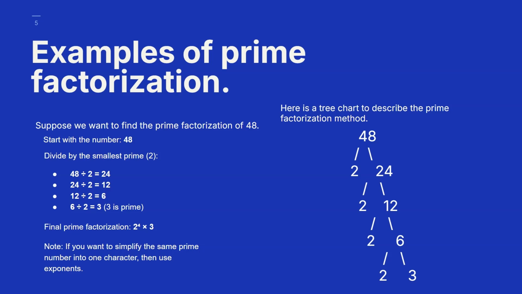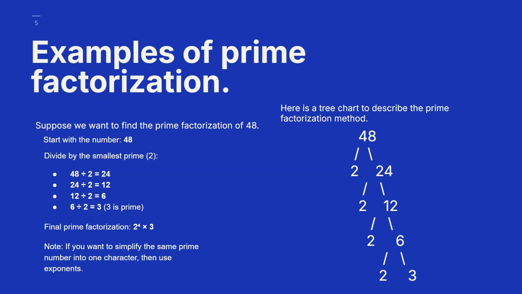Note, if you want to simplify the same prime number into one character, then you would want to use exponents. Over here we can see that there are 4 2's and 1 3, which would make for a very chunky prime factorization. Instead, we can simplify those 4 2's into one character, which would be 2 to the power of 4.